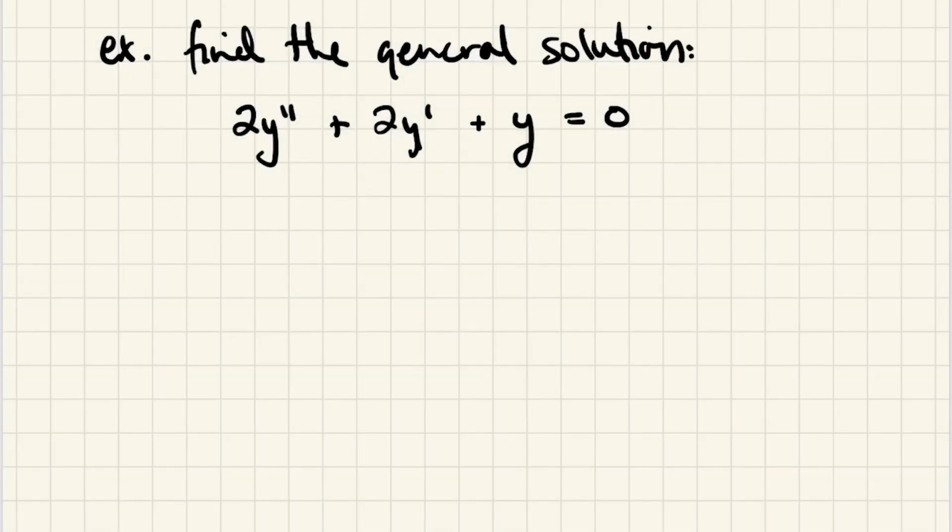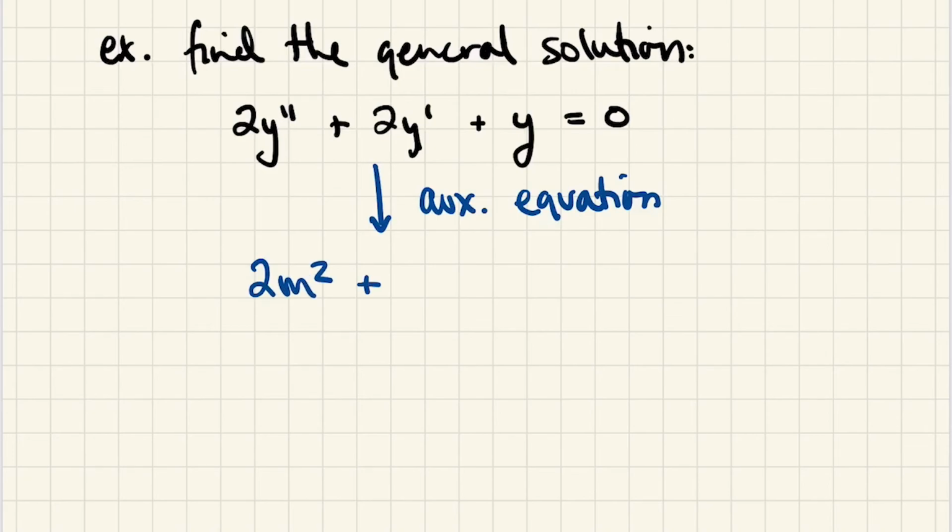All right, find the general solution. So we're going to start by finding the auxiliary equation. So that's 2m squared plus 2m plus 1 is equal to 0.